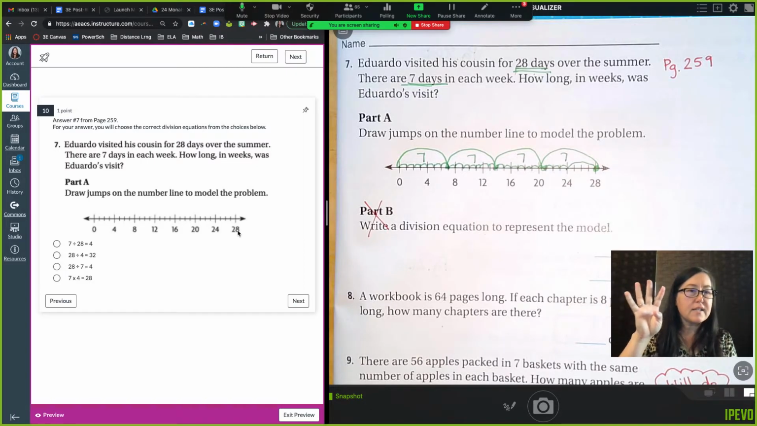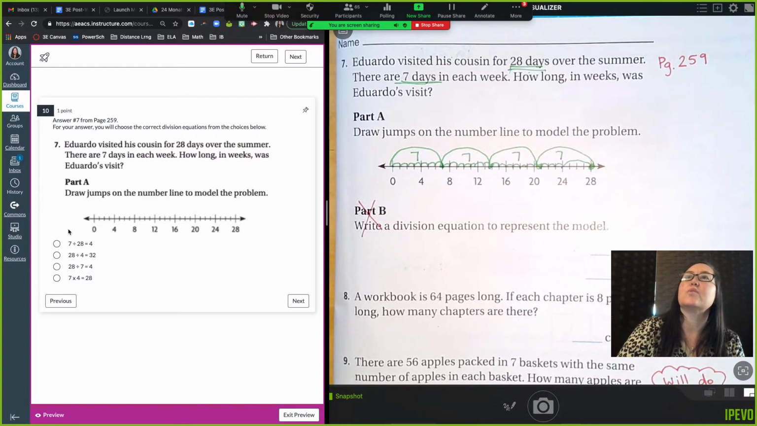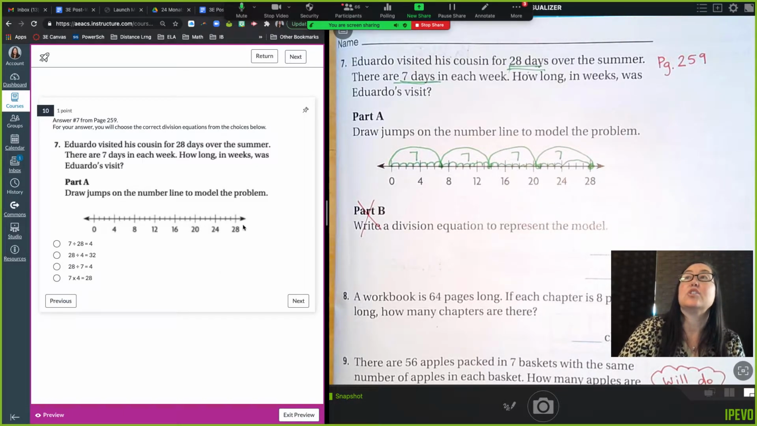Yep, Freda, yes. Patrick, yes. He was there 4 weeks. So which of these is going to show 28 divided into 7 days equals 4?